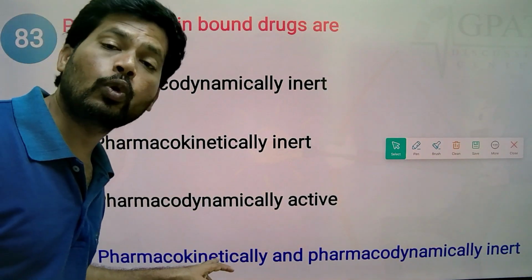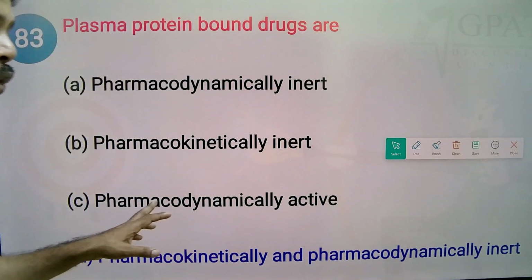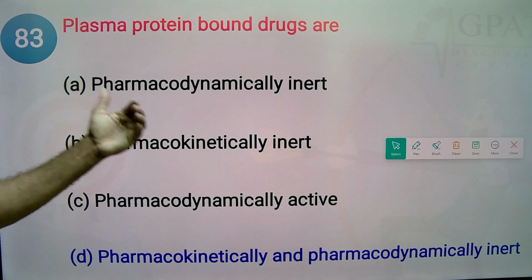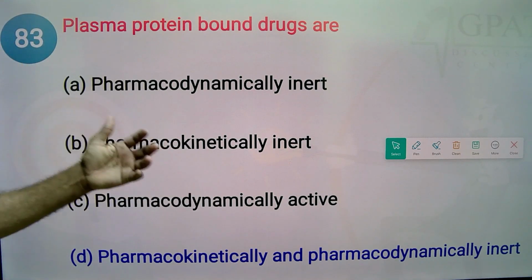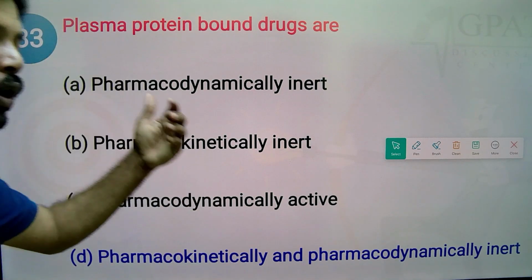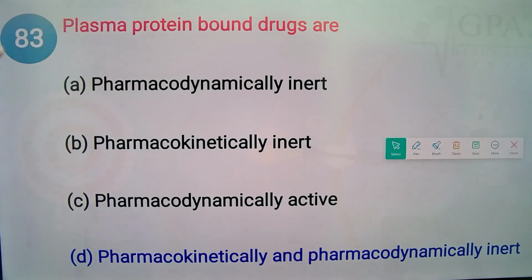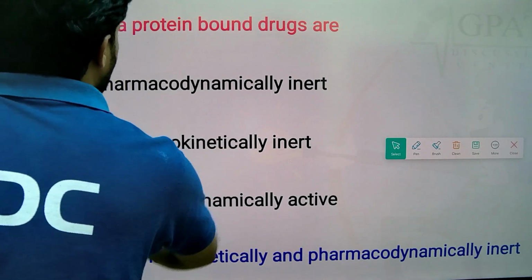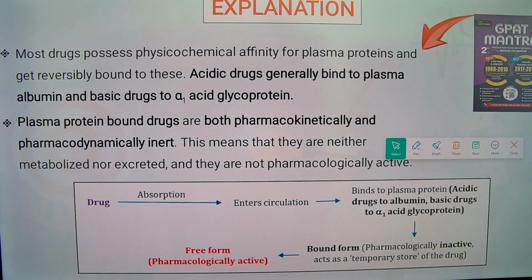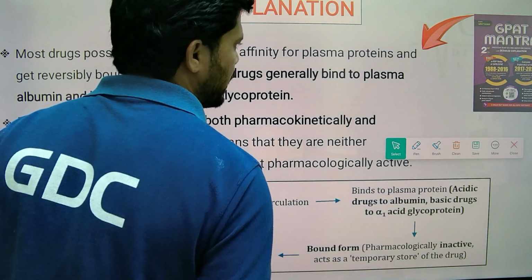So if a drug binds to plasma protein, it is pharmacodynamically inert and pharmacokinetically inert. There is no movement of the drug, so it does not reach the target, and so there is no biological action. So this is the explanation. There are albumin, globulin, alpha-1 acid glycoprotein, lipoproteins, and many other plasma proteins involved in drug binding.